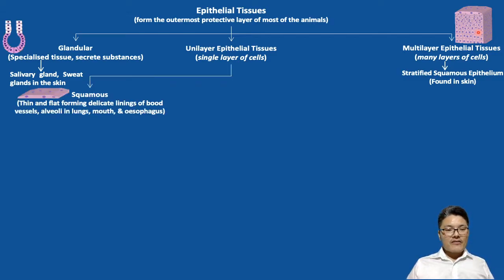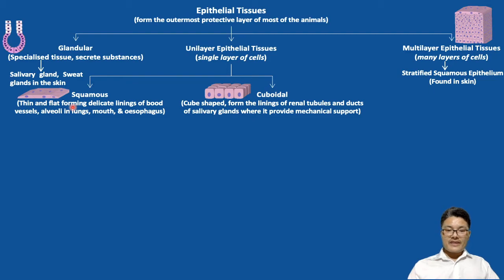Unilayered epithelial tissues are of different types. For example, we have squamous epithelial tissue. These are unilayer, having a single layer, and as you can see in the diagrammatic representation, these are thin, flat, and they form fragile, delicate, very sensitive lines of cells in the blood vessels. These are also found in the alveoli in lungs. They also form the cellular linings in our mouth and esophagus. So squamous epithelial tissues are thin and flat in structure, forming the lining of different organs in our body.